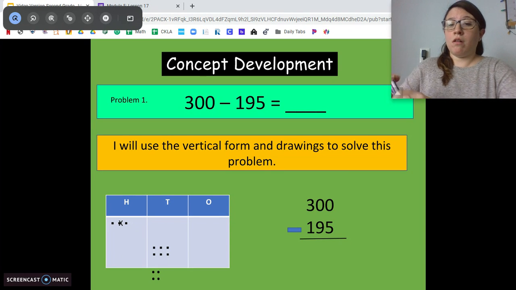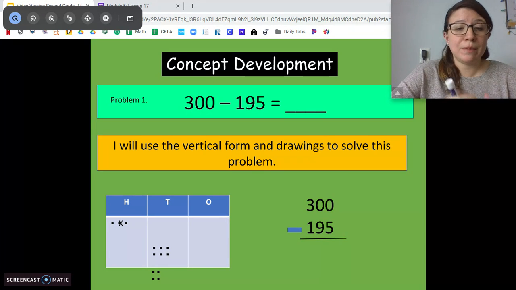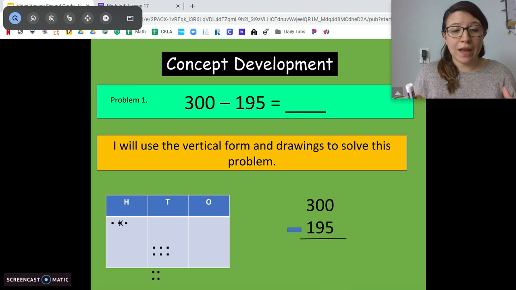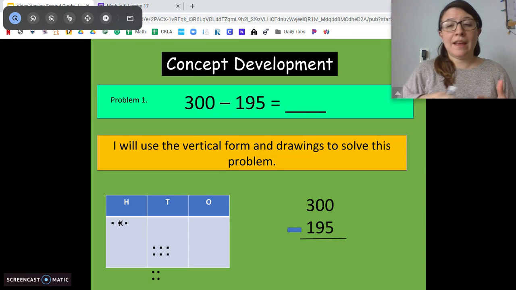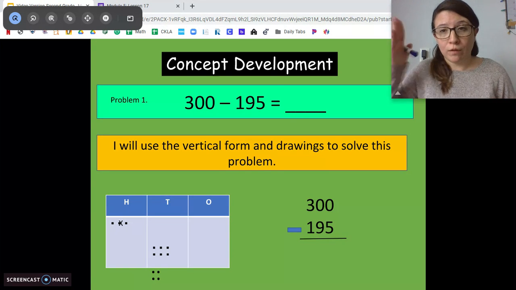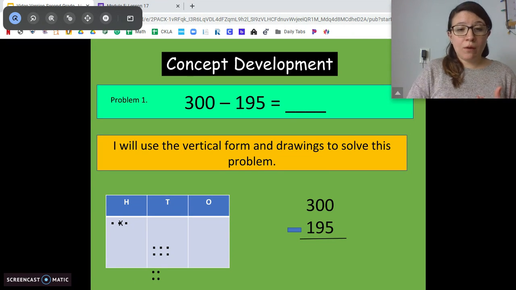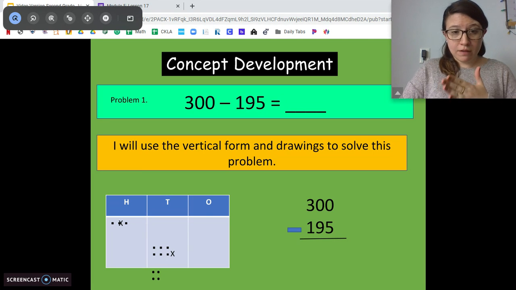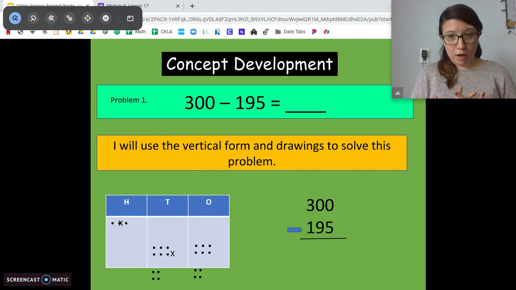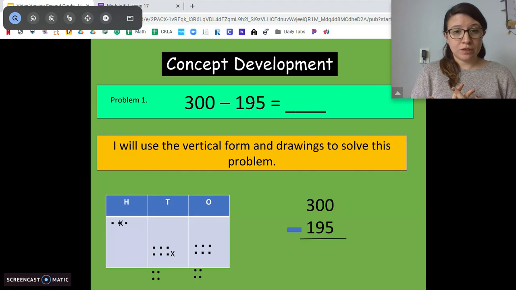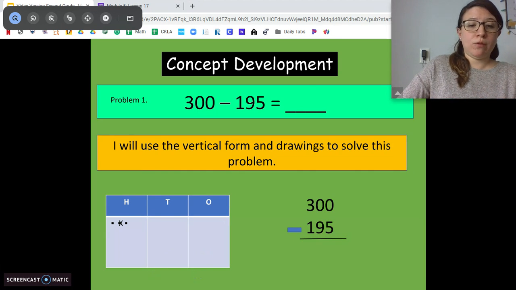Now, I have 10 tens, but I don't have any ones, so I can't subtract from the ones. So what I need to do is regroup again and bring 10 ones over to my tens place. So now I'm going to cross off a 10 and bring 10 ones over. So now I have the 10 ones. Okay, did you see how I did that? I'm going to do it one more time for you.